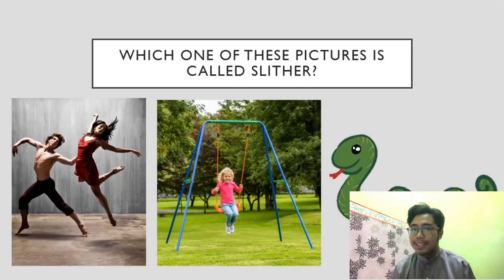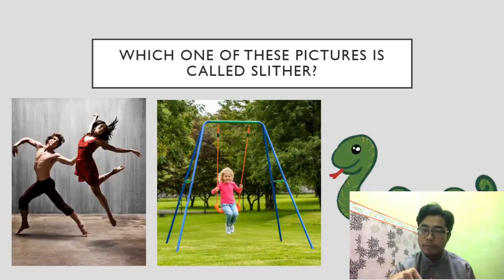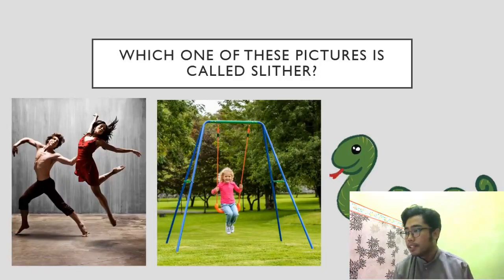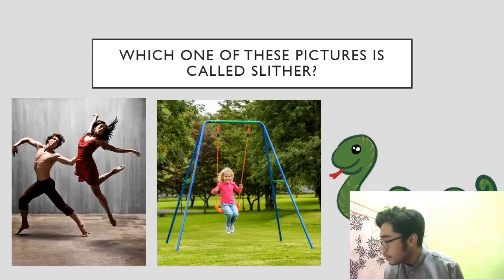Picture number 1 is dance. There are 2 people, a man and a woman. They are dancing. Picture number 2 is swing. We have seen before. So picture number 3 is a snake, and snakes slither. There is a snake.